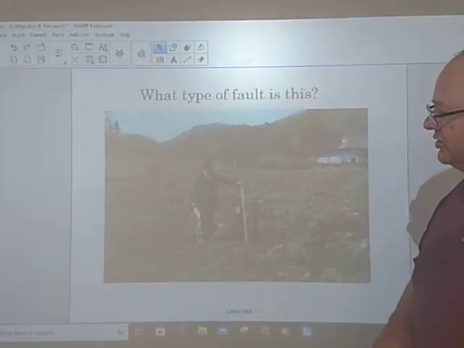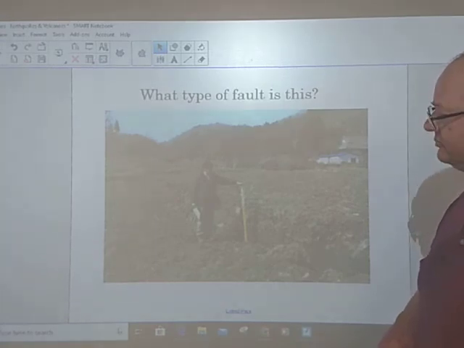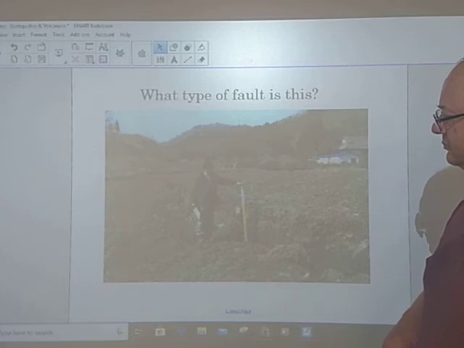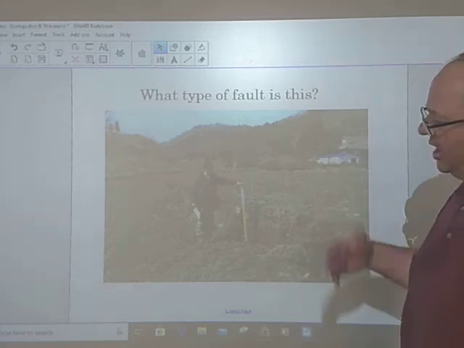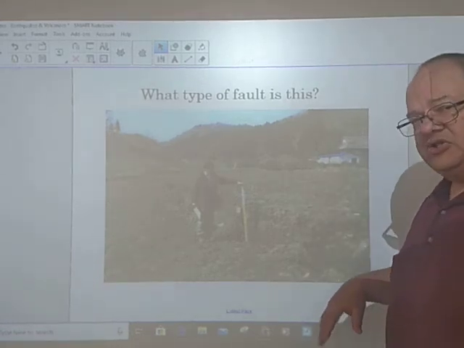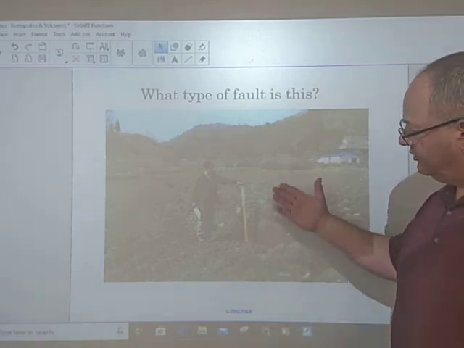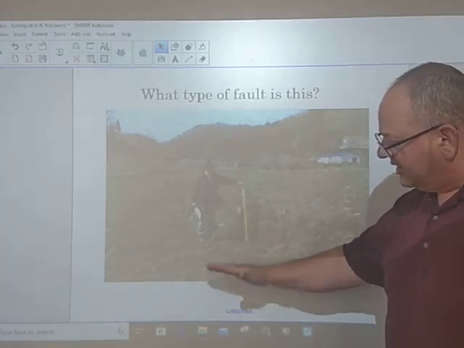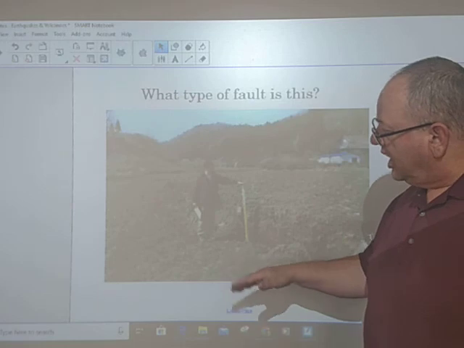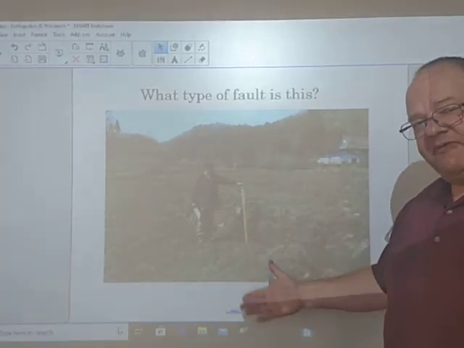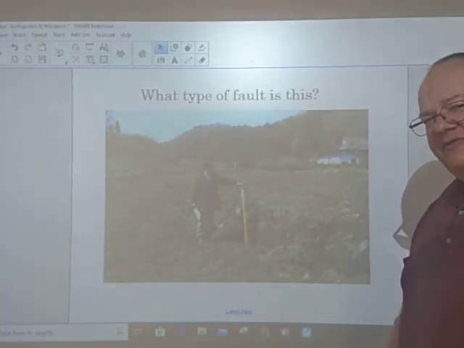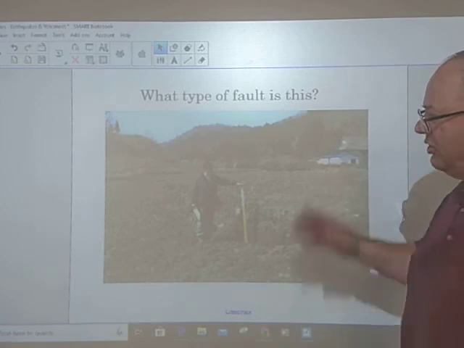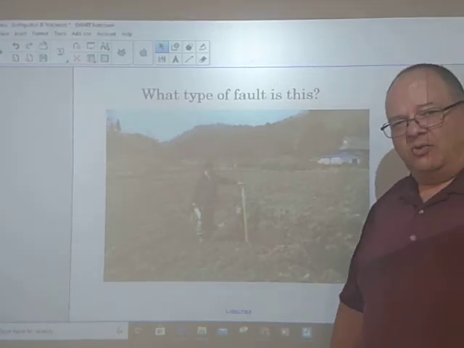This one's a little harder to judge. Make a guess. I would say this looks to me to be an example of a normal fault where this part has fallen downward. We can't see enough of the angle to really identify the hanging wall and footwall, so I would avoid that for a test question.